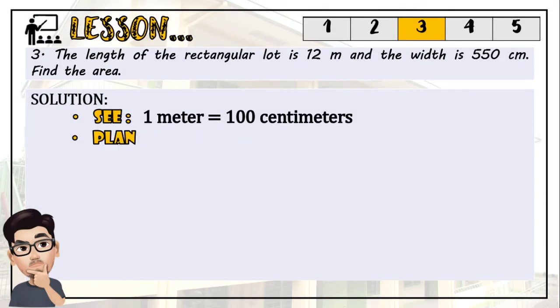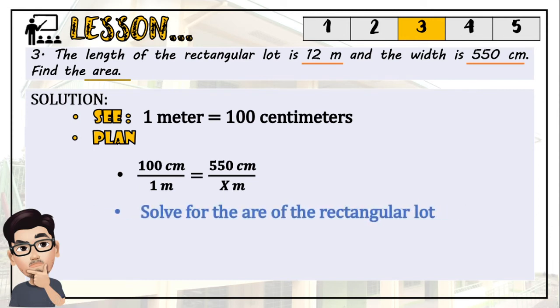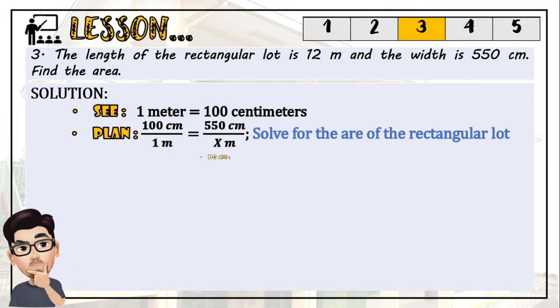Now, let's plan what we are going to do. So we have the dimensions of the rectangular lot. So we need to convert first 550 centimeters into meters, which will arrive us into this conversion solution. Okay, then after this we will cross multiply. After converting them, we will now solve the area of the rectangular lot. Now let's execute our plan.